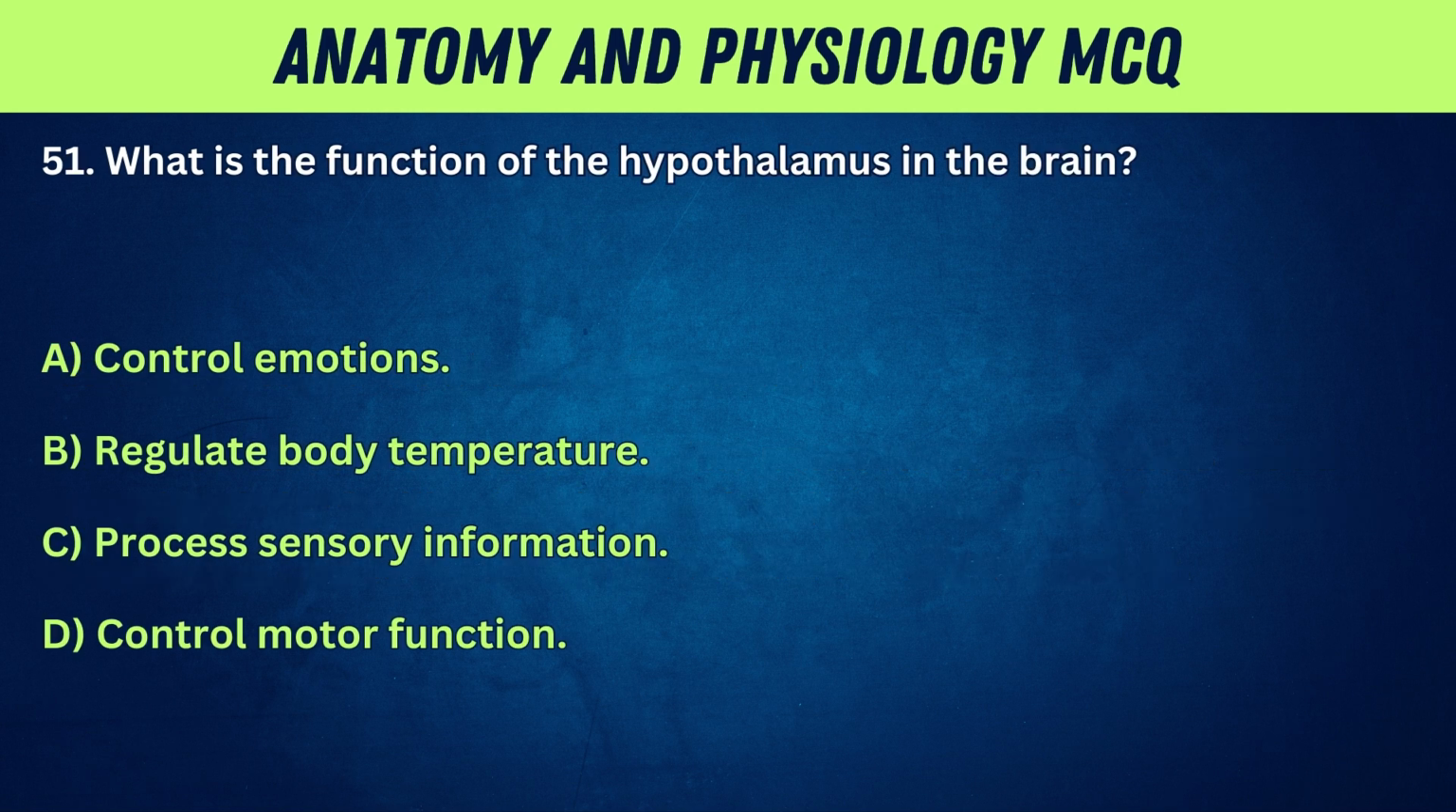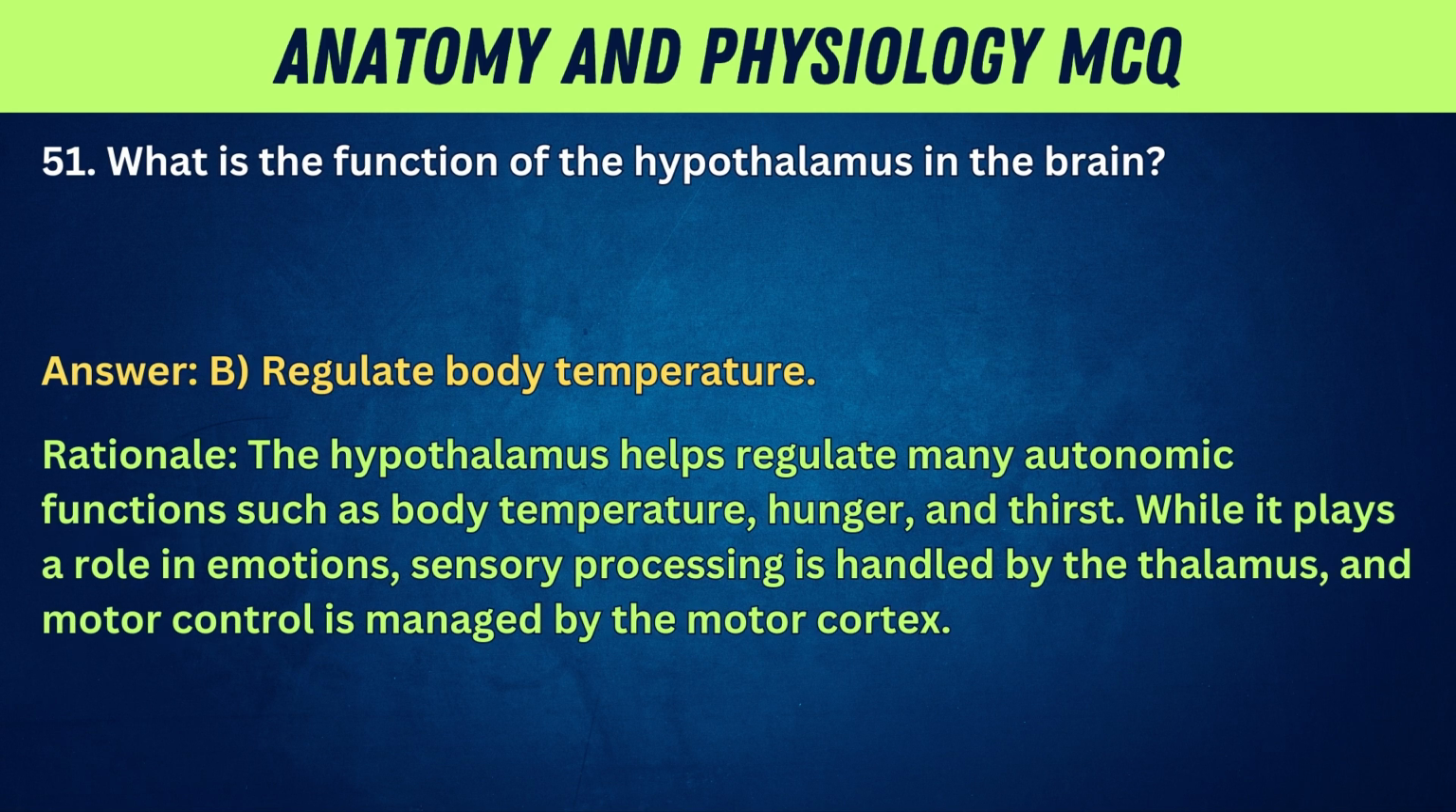51. What is the function of the hypothalamus in the brain? A. Control emotions. B. Regulate body temperature. C. Process sensory information. D. Control motor function. Answer: B. Regulate body temperature. Rationale: the hypothalamus helps regulate many autonomic functions such as body temperature, hunger, and thirst.